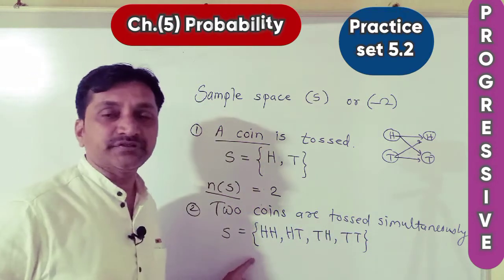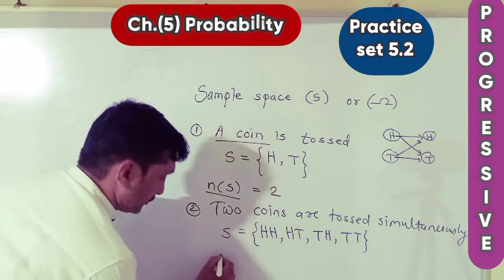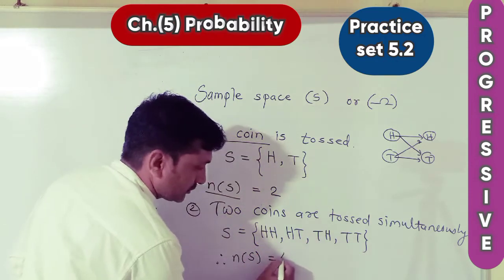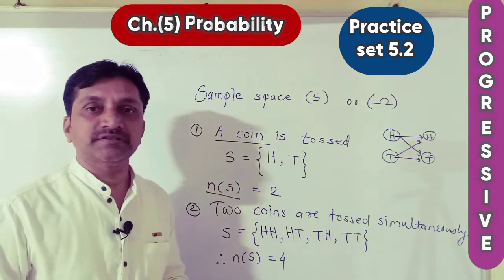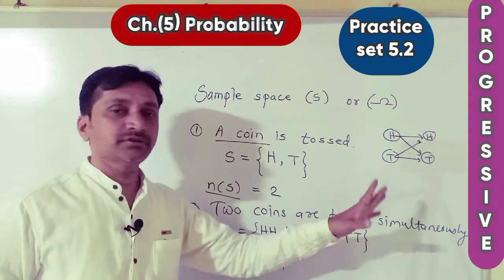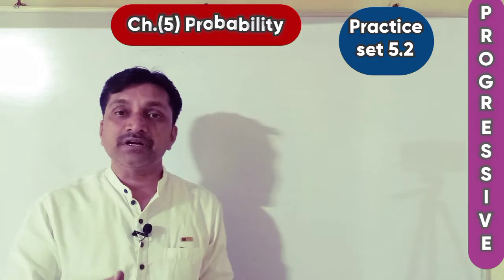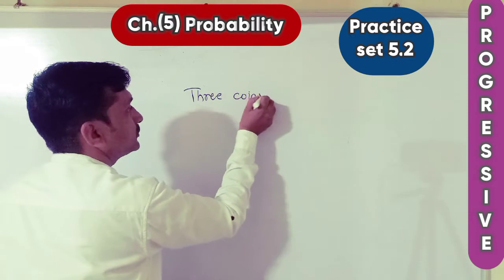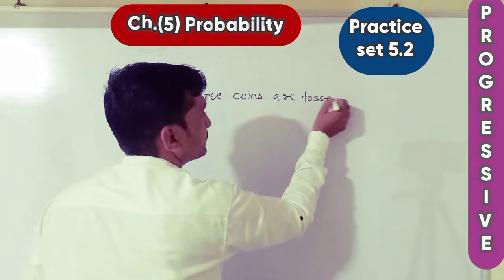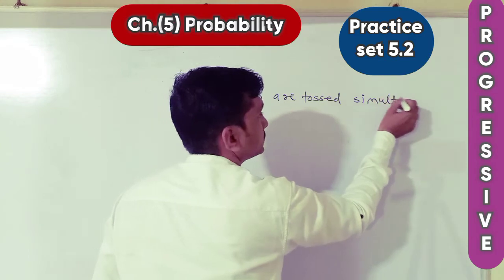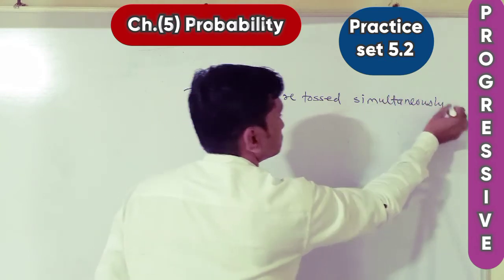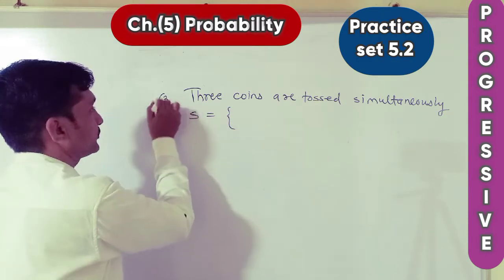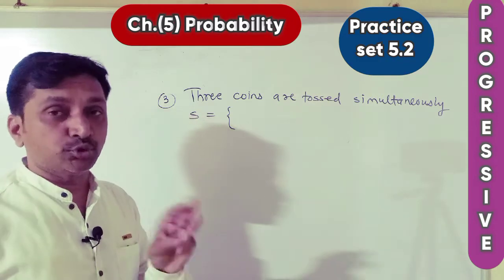This is S, the sample space. Then n(S) means number of sample points. n(S) is equal to the number of elements, 1, 2, 3, 4. Therefore, the number of sample points n(S) is equal to 4 if two coins are tossed simultaneously. If 3 coins are tossed simultaneously, then S is equal to, in curly bracket, this is an example, three coins together.